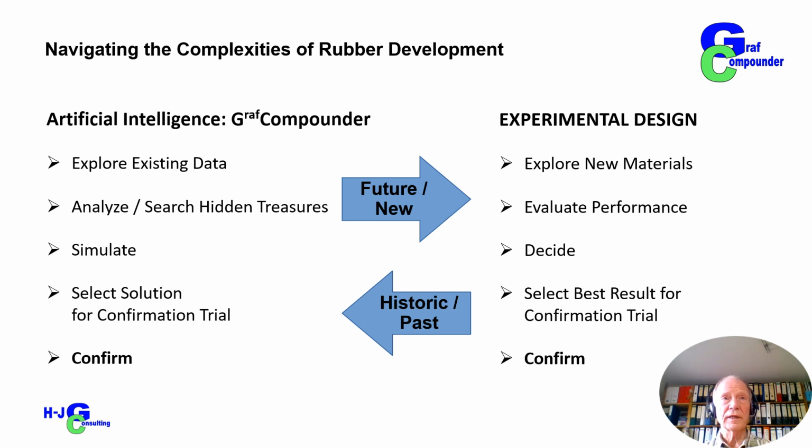Artificial intelligence and design of experiments should not be seen as competing technologies. They complement each other. Artificial intelligence makes use of existing knowledge by exploring historical databases and identifying promising formulations. Design of experiments is then used to confirm these predictions, investigate new materials, and validate the final solution experimentally. Together, they create a faster, smarter, and more efficient development process.